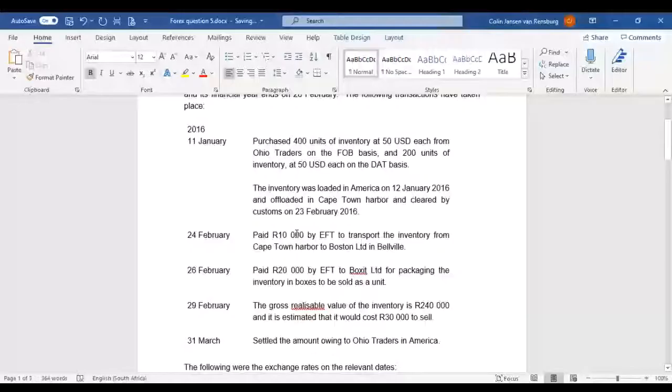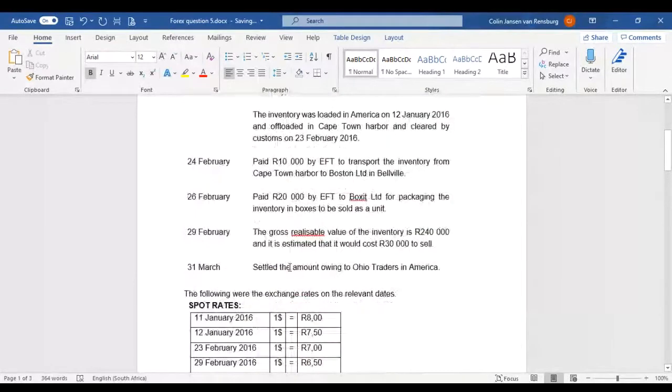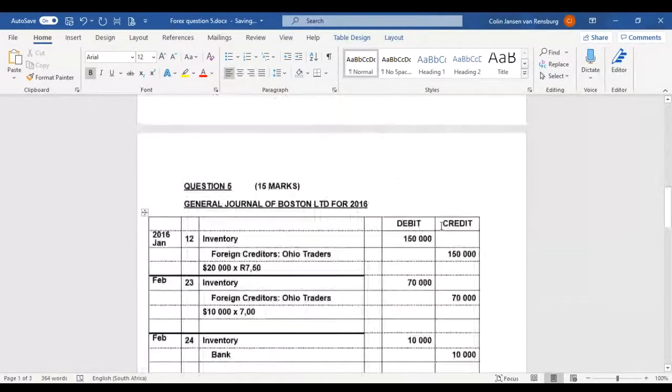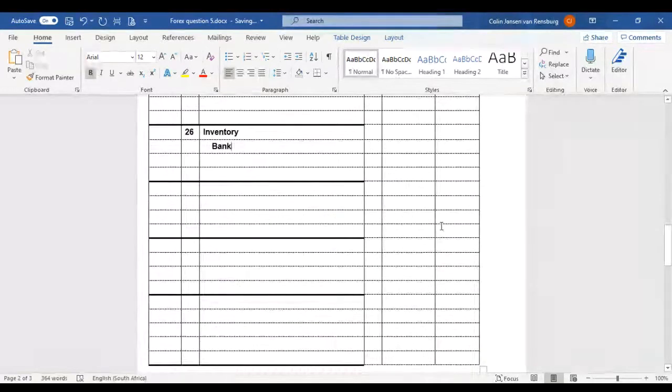What was the amount that we've transferred, ladies and gents? 20,000 rand. So as we've spoken a few minutes ago, that is not a foreign denominated amount. Boxit is clearly a local company, so we are paying them 20,000 rands. They would have invoiced us 20,000 rands. Are we going to raise a creditor for Boxit? What would you say? Yes or no? Will be paid by electronic funds transfer. Are we going to raise a creditor or are we going to credit bank?